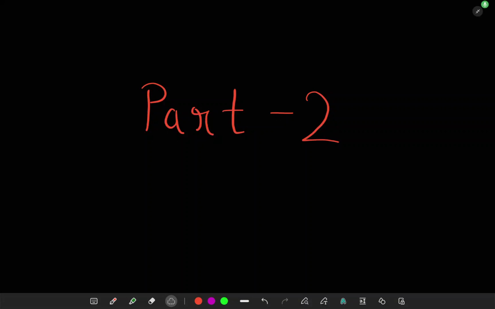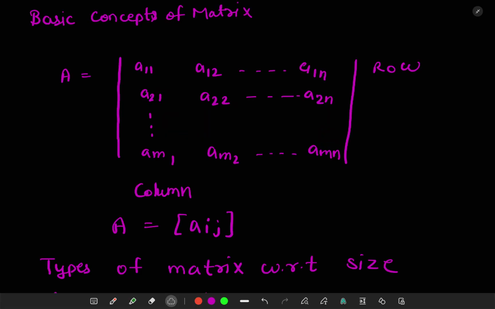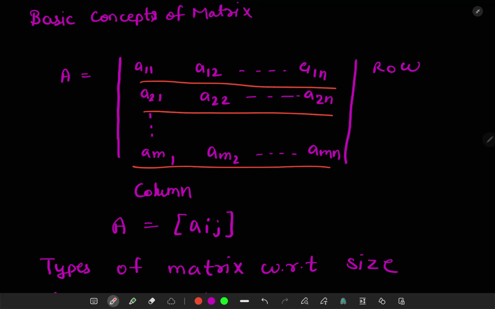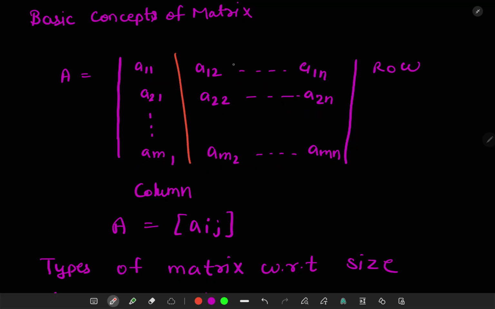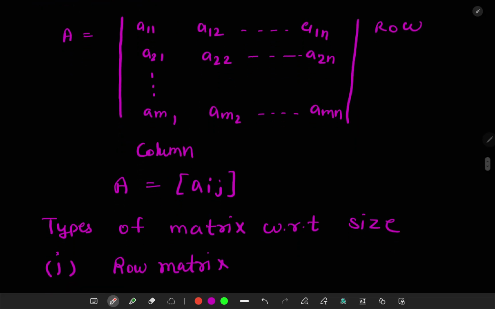This is part 2 of mathematical physics. Basic concept of matrix. This is a general form of representation of a matrix. Here the horizontal elements denote rows and the vertical elements denote columns. And in general form we can write matrix A equal to Aij.